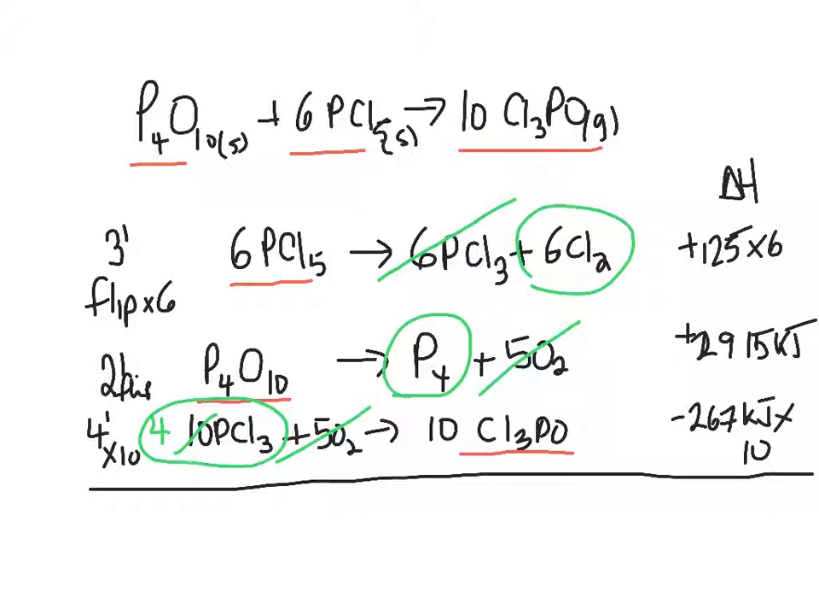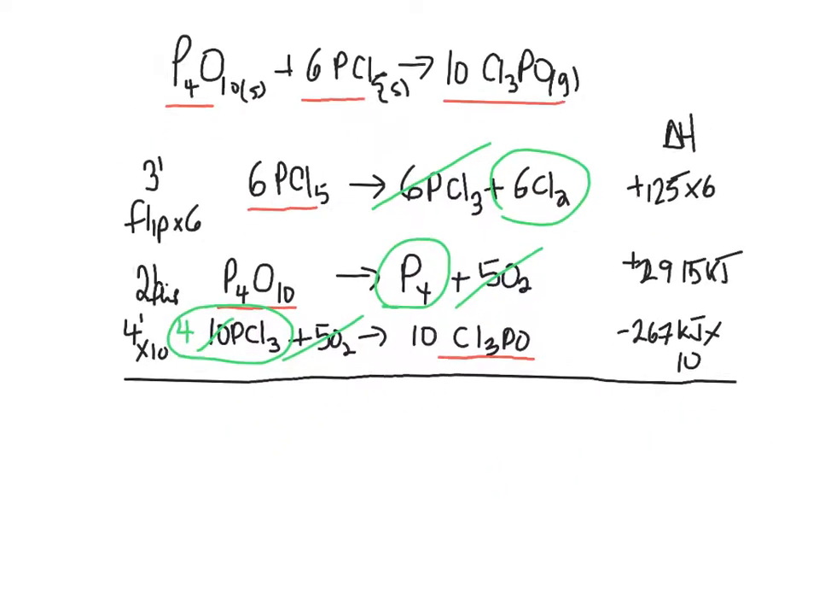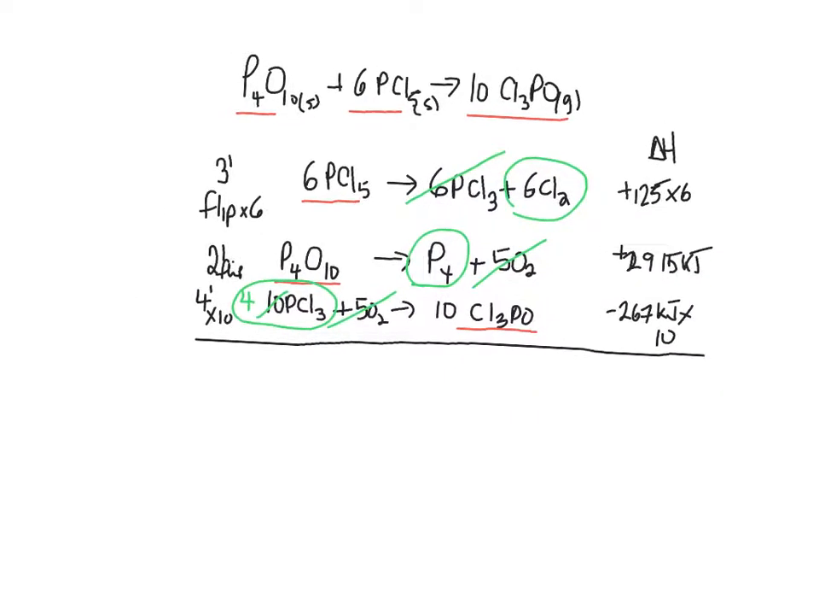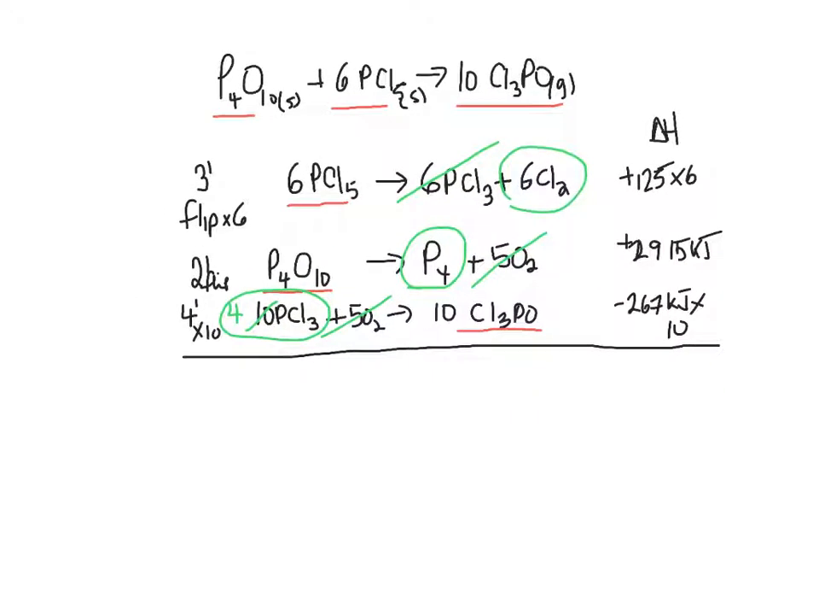In order to cancel, what's on the right has to be on the left as well. So let's look at equation number 1. P4 is on the left, and we want it to be on the left so it cancels with the P4 there. So what we're going to do is we're going to use equation number 1, and we're going to use it as it is.